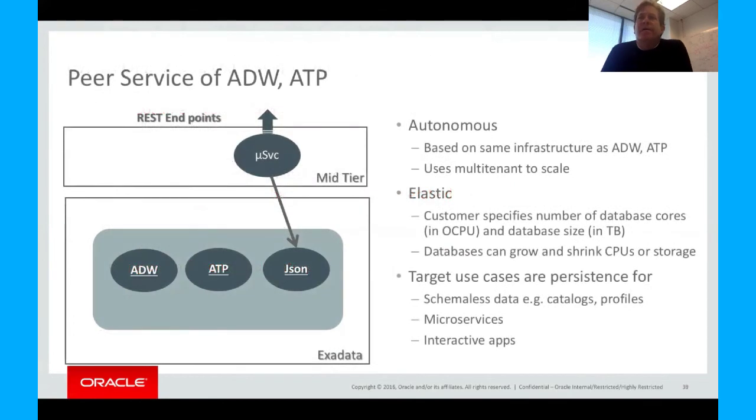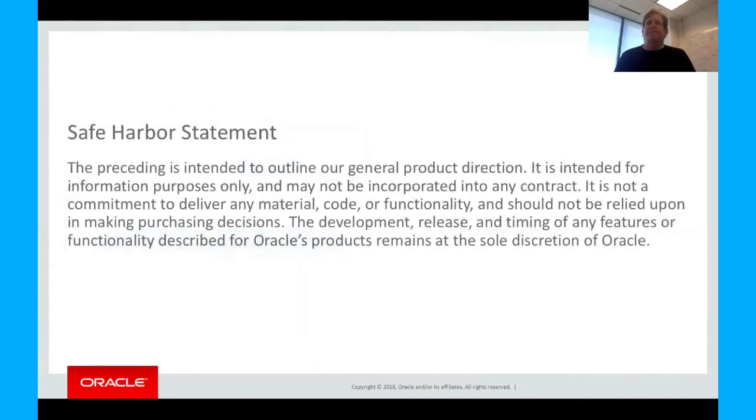So they've got target use cases which include microservices, but also some interactive apps and schemaless data on the back end, where via REST they will call in, create the autonomous JSON cloud service, and pass that back as a peer service to the requesting JSON Doc Store client. So those were just some examples.